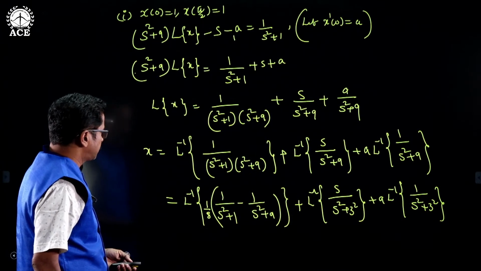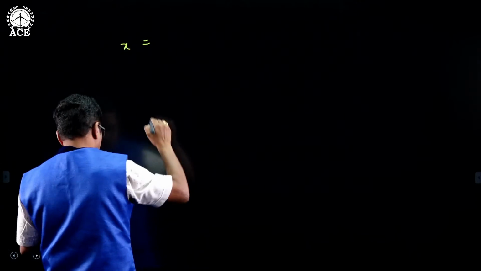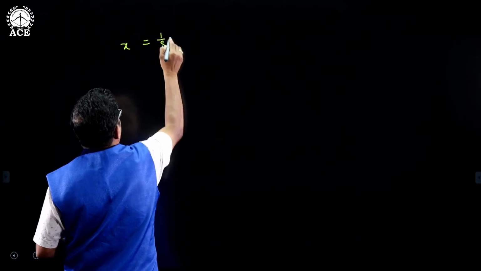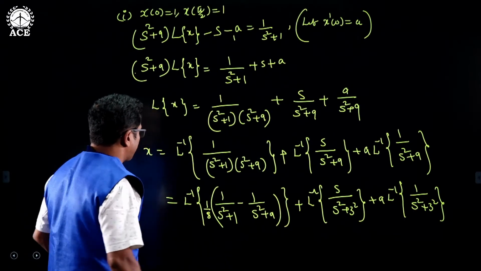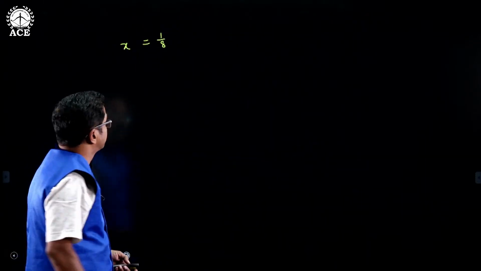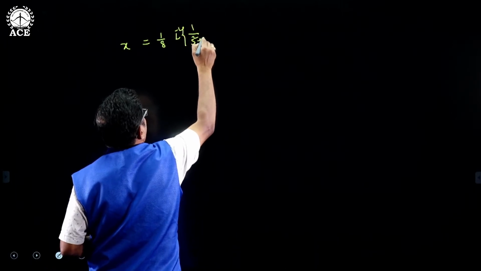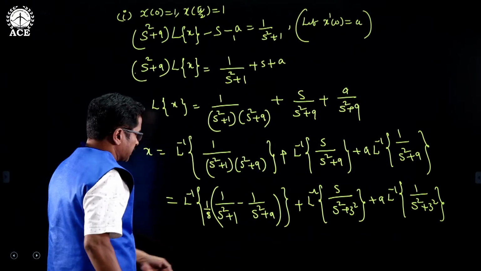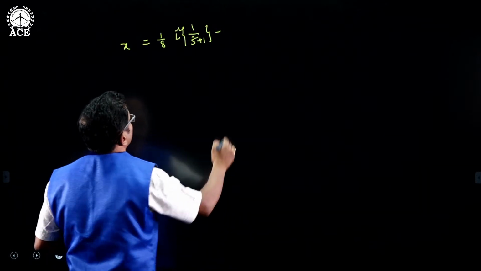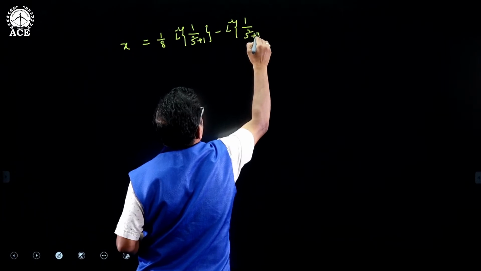Okay. Now x is equal to 1 by 8, written outside, times L inverse of 1 by (s square plus 1), minus L inverse of 1 by (s square plus 3 square).